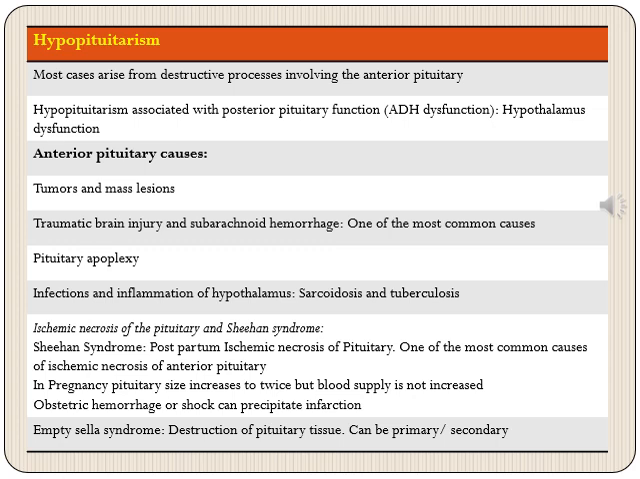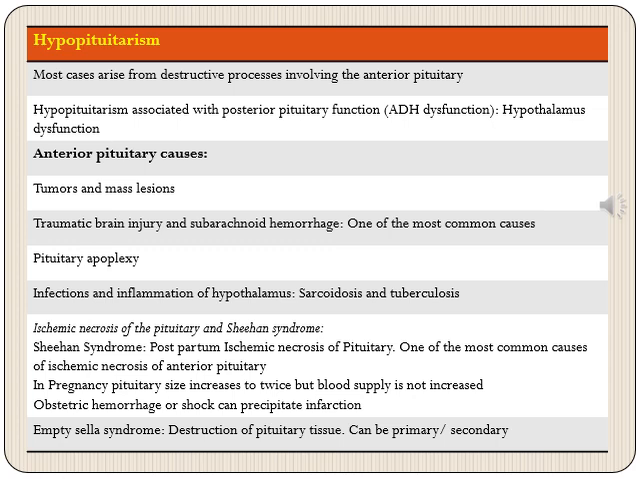So these are the three broad clinical symptoms which result from diseases of the pituitary. Hyperpituitarism we will discuss when we talk about pituitary adenomas, as this is the single most important cause of hyperpituitarism. So straight away we will start with hypopituitarism. Most cases of hypopituitarism arise from destructive processes which involve the anterior lobe of the pituitary.